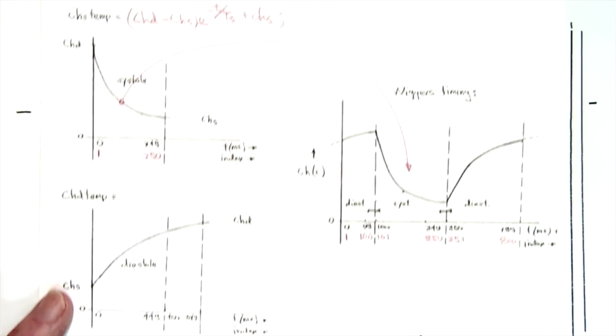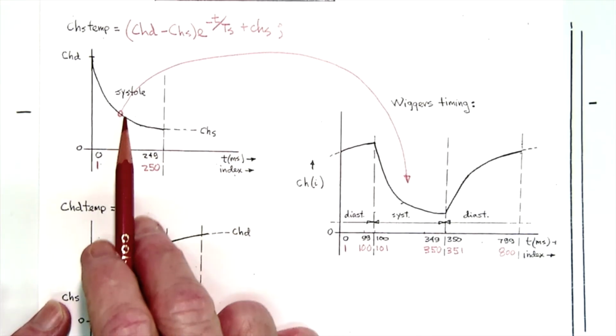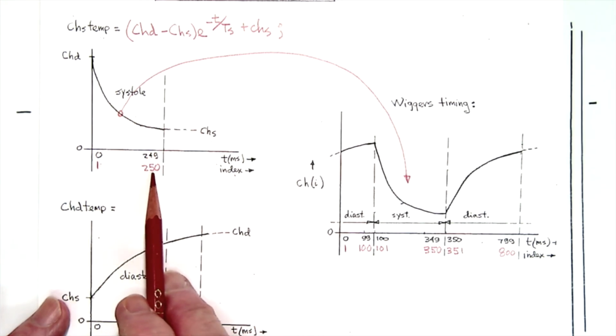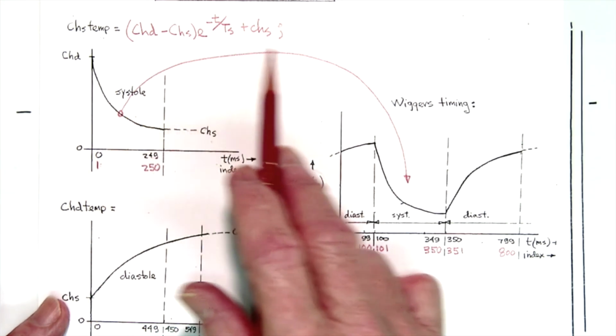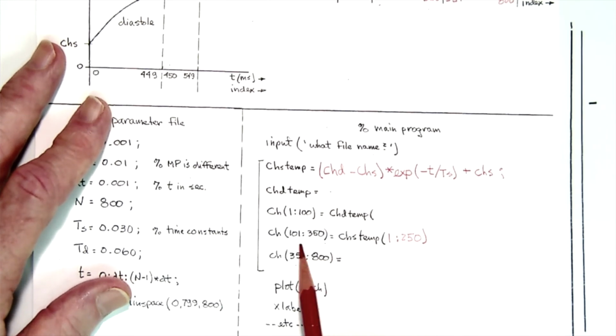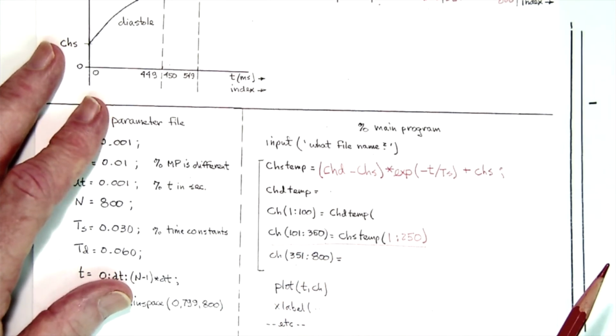And just point out once again, we're taking this section of the temporary curve from 1 to 250, and we're taking that out and we're sticking it in the final curve from 101 to 350. That's what this line right here does. That's called cut and paste.